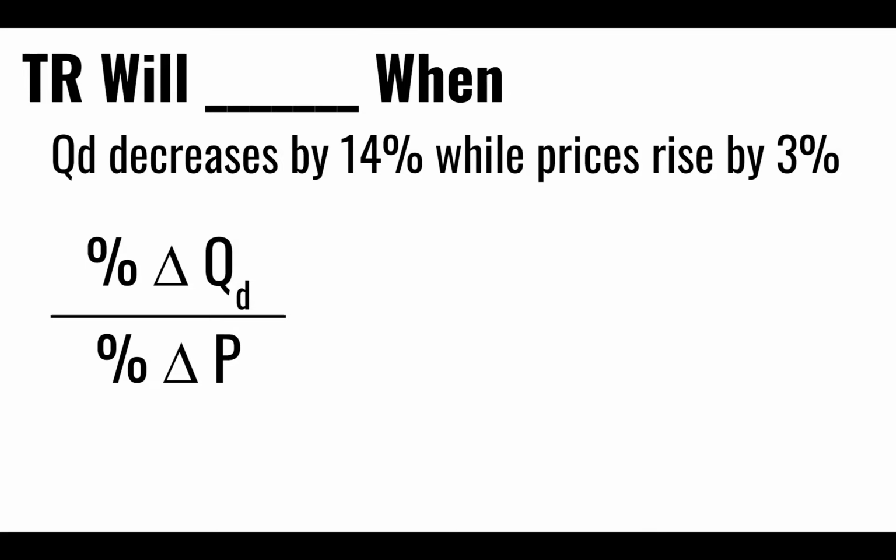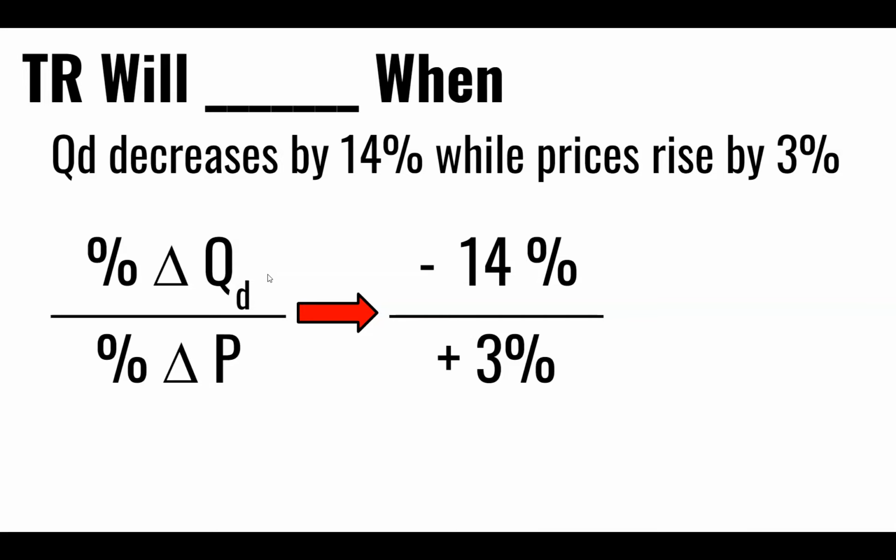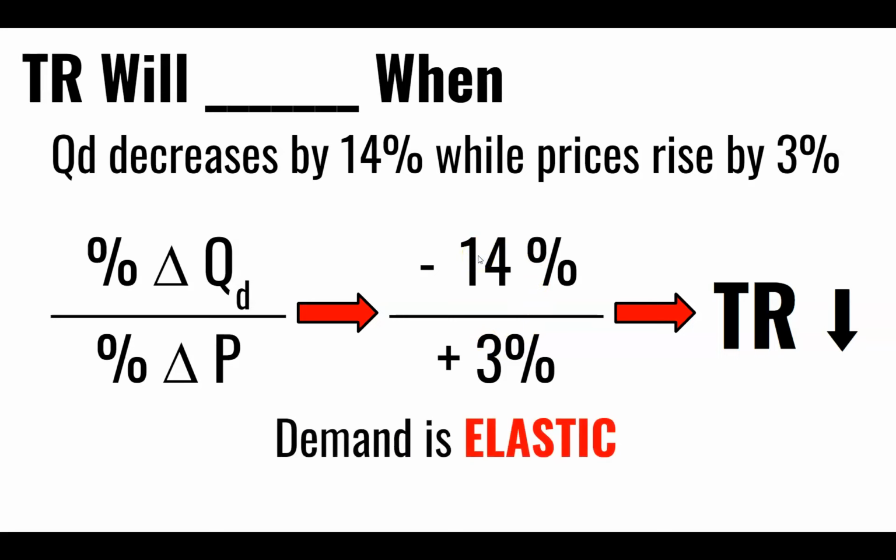In this question, we say quantity demanded decreases by 14% while prices rise by 3. We start with the formula. Always start with the formula. Just write it down. We see that price went up by 3. Quantity demanded went down by 14. 14 is bigger than 3, so I care about that sign. It's negative. That tells me the total revenue went down. This number is greater than 1, so it indicates that the demand is elastic in nature. When we're in the elastic portion of the demand curve and we raise the price, then we will see a drop in total revenue.